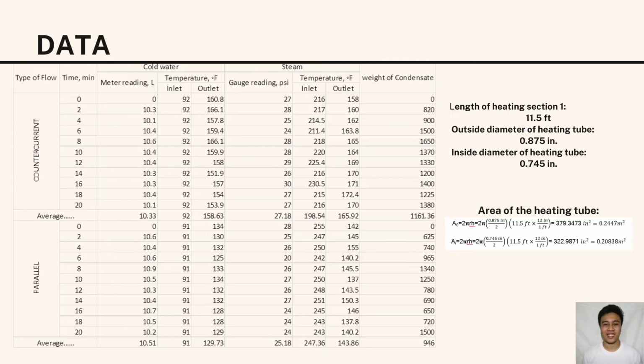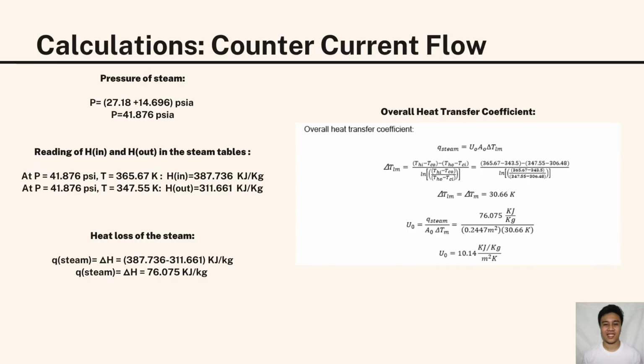The calculated area of the pipe is 0.2447 meters squared using the inside diameter and 0.20838 meters squared using the outside diameter. In the next slide we will continue by calculating the counterflow heat exchanger values.